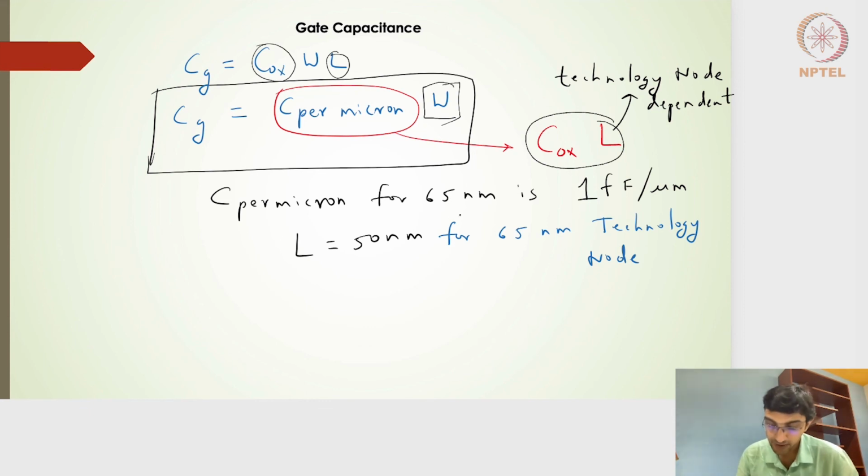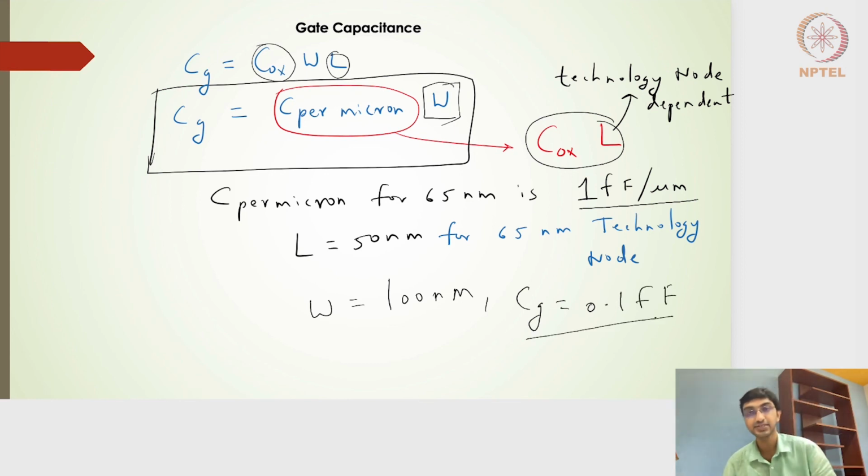So C per micron for 65 nanometer is roughly 1 femtofarad per micron. So based on W, we will have different gate capacitances. For a W of 100 nanometers, we can see that CG turns out to be 0.1 femtofarads. So that's what we had seen in the previous slide also.